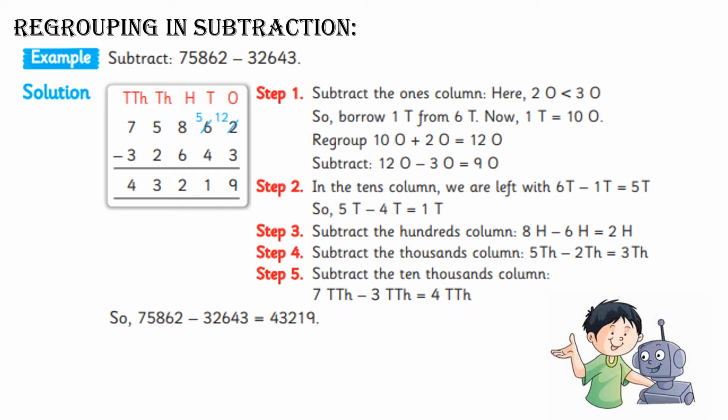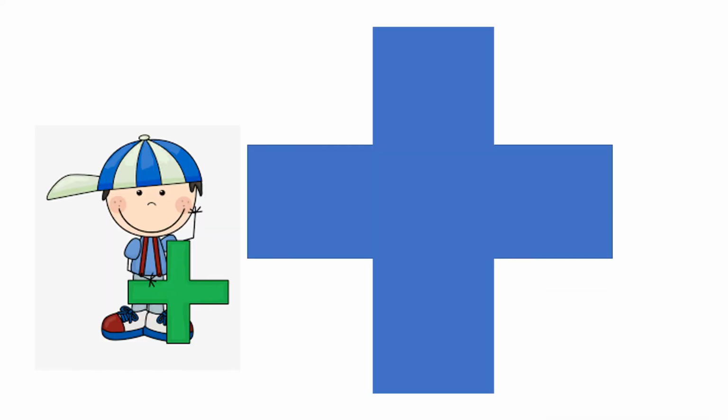And then towards the 10,000s place, which is 7 10,000s minus 3 10,000s, which is 4 10,000s. So the difference I get after subtracting the two numbers is 43,219.